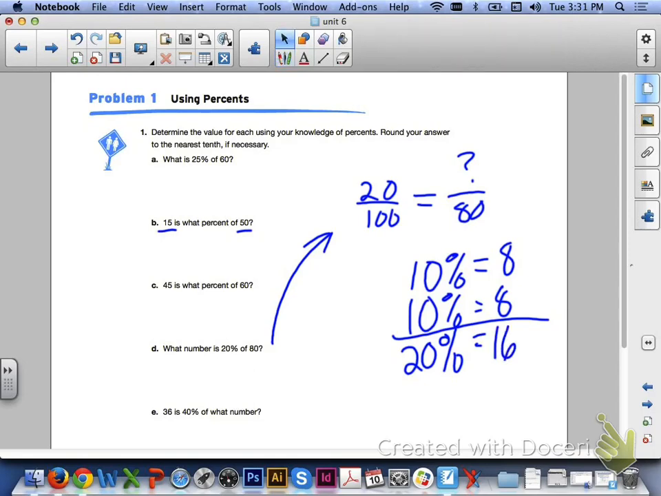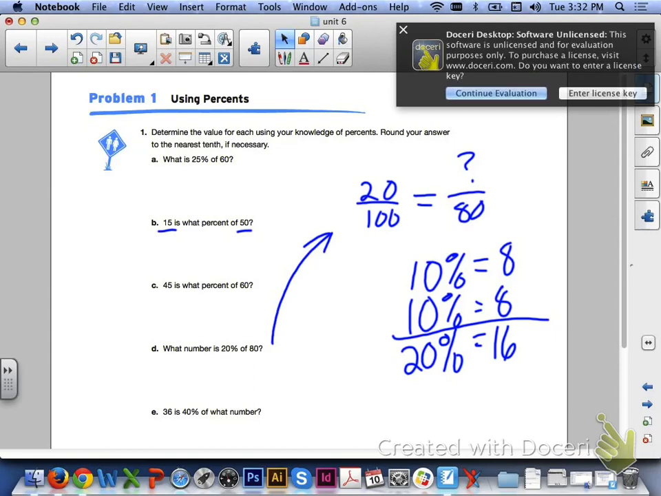So in calculating percents, just like in many other mathematical tasks, it's all about finding the most efficient method. So as problem solvers, that's what we have to do, find that most efficient method.